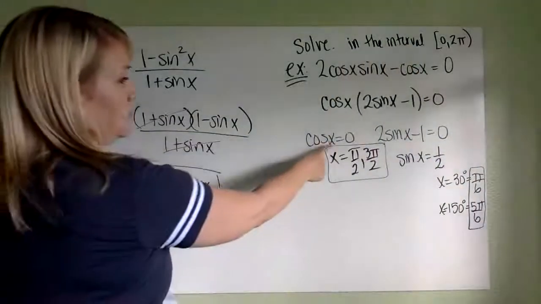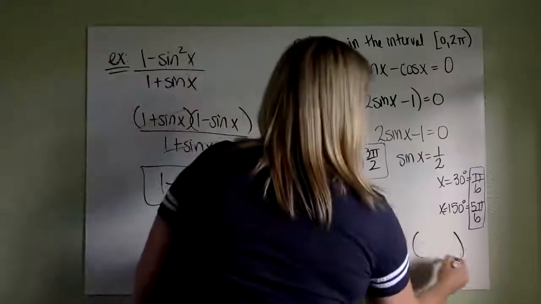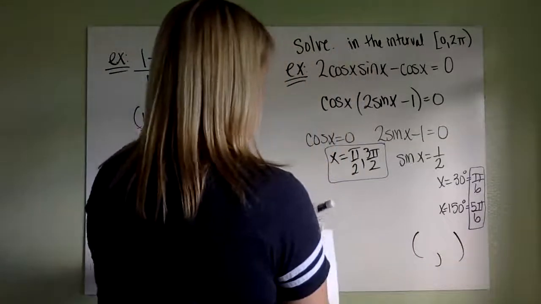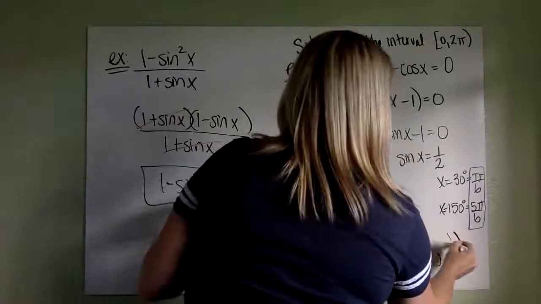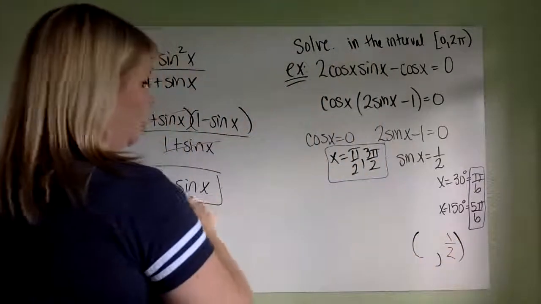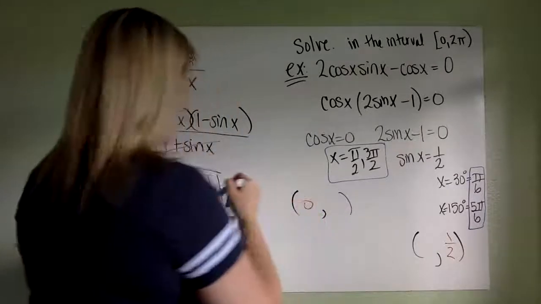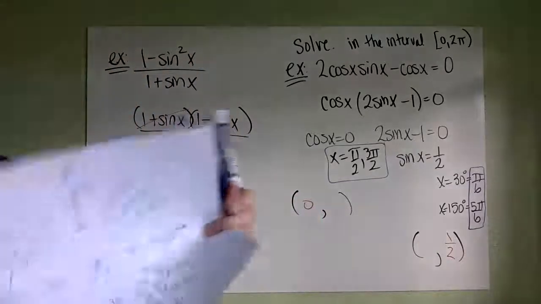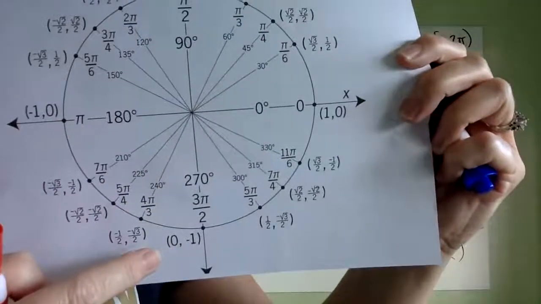For x equaling 0, so for this one, you would be looking for a 1/2 for your y in the ordered pair. And for this one, you'd be looking for a 0 in the x ordered pair, like we talked about a second ago. And so here you have a 0, 1 and a 0, -1.